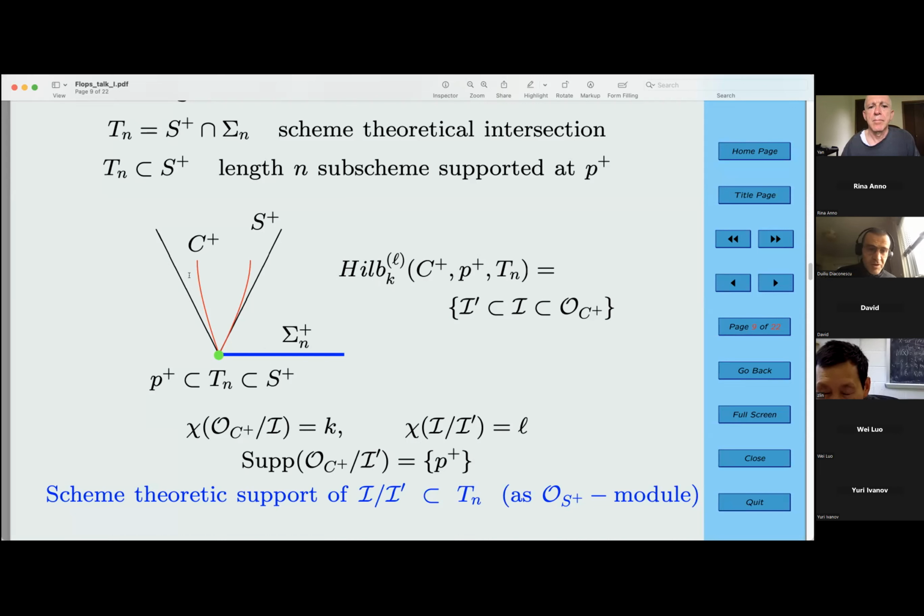So here on this picture, on this side, my threefold is smooth. This is a resolution of a threefold is smooth. Everything S plus is smooth. Sigma is smooth, and C plus is singular. Tn is because what the geometry gives you is a canonical sequence of scheme theoretic thickenings of sigma. So that's built into your geometry.